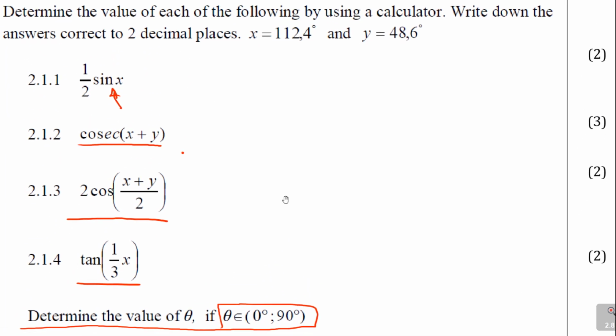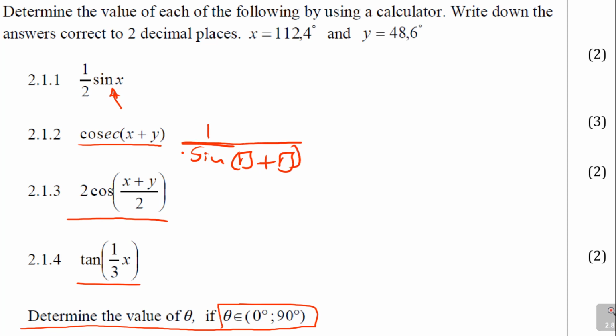Just try it. But as I'm saying, pause this video and see what it gives you. I'm giving you some hints here. Cosec, don't forget, you must say 1 over what? Sine. Then where there is X, you put the value of X, plus where there is Y, you put the value of Y.